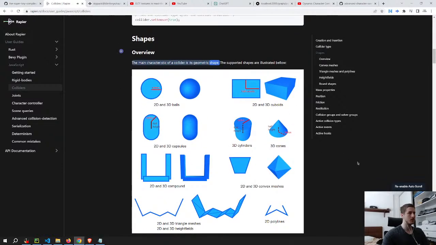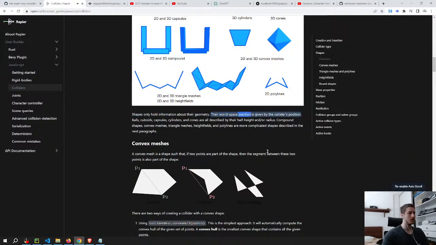Overview. The main characteristic of a collider is its geometric shape. The supported shapes are illustrated below. Shapes only hold information about their geometry. Their world space position is given by the collider's position. Balls, cuboids, capsules, cylinders, and cones are all described by their half-height and radius. Compound shapes, convex meshes, triangle meshes, heightfields, and polylines are more complicated shapes described in the next paragraphs.